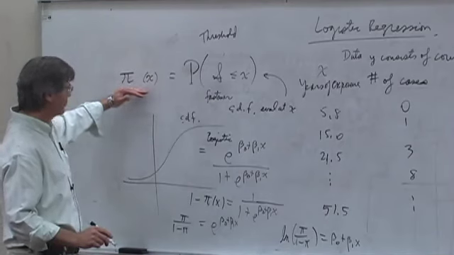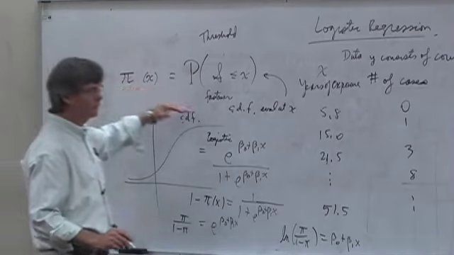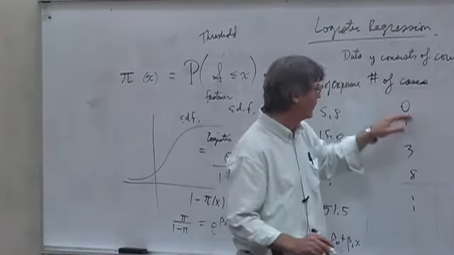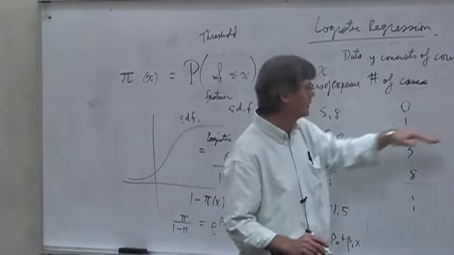You get a natural estimate for pi of x. Pi hat of x is simply going to be the ratio of these numbers. 0 over 98, 1 over 54. That's kind of a bad one because that's extreme. 0 over 98. That's going to actually cause trouble.